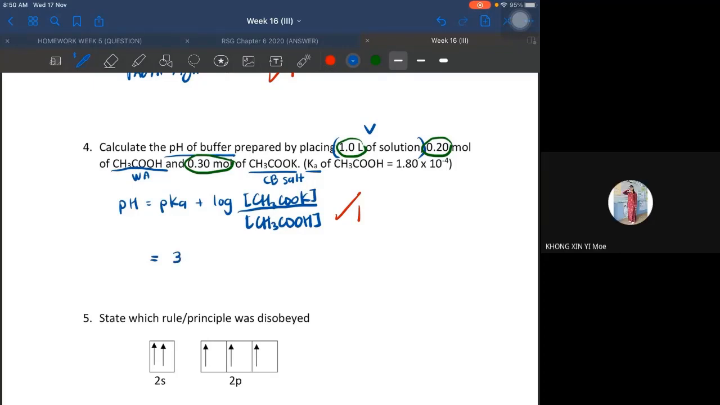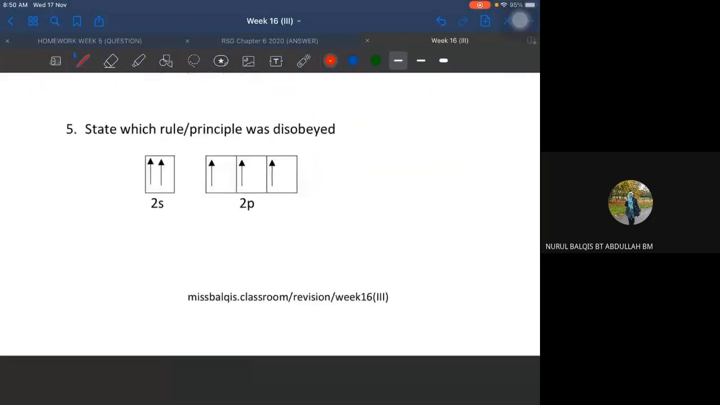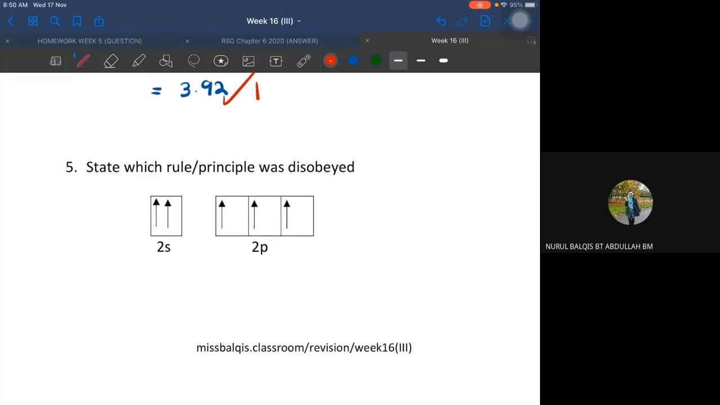3.92. Yeah, 3.92. So the second mark comes from this pH value, 3.92. Okay, proceed to question number 5. State which rule or principle was disobeyed.